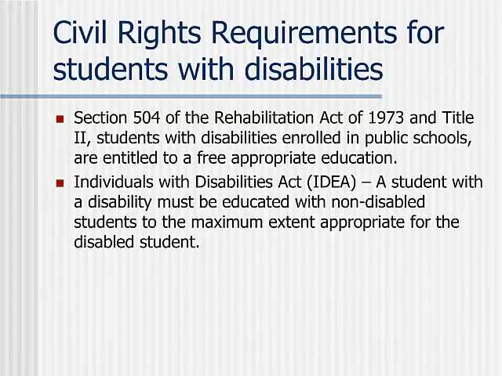The civil rights requirements for student disabilities come under Section 504 and Title II. Students with disabilities enrolled in public schools are entitled to a free and appropriate education. The IDEA, or Individuals with Disabilities Education Act, requires that students with a disability must be educated with non-disabled students to the maximum extent appropriate for the disabled students.